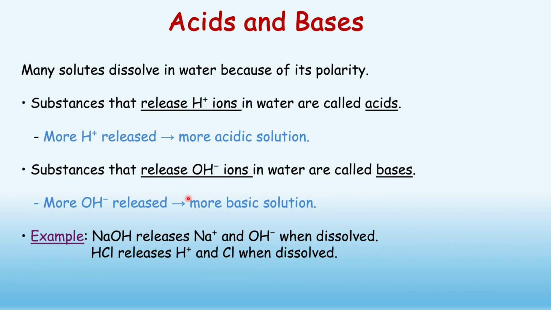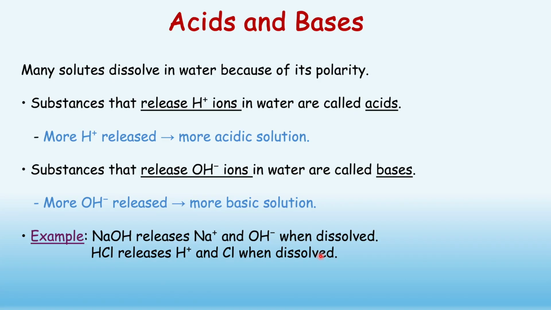Now, substances that release hydroxide or OH minus ions in water, we call them bases. The more hydroxide released, the more basic the solution, or the alkalinity will increase. For example, sodium hydroxide, when it dissolves in water, will release sodium and hydroxide. That means this is what? It's basic. And hydrogen chloride, when it dissolves in water, will release hydrogen ions. So, they are acids.